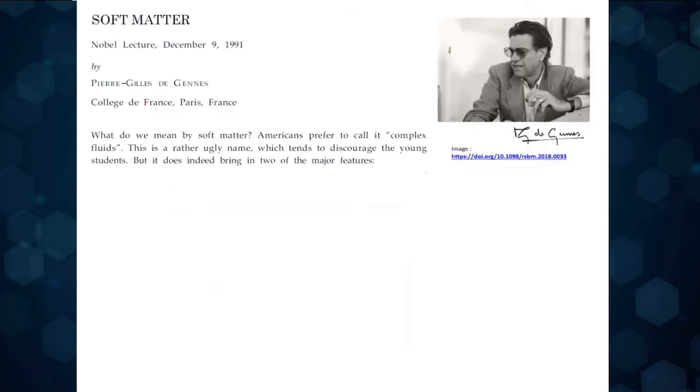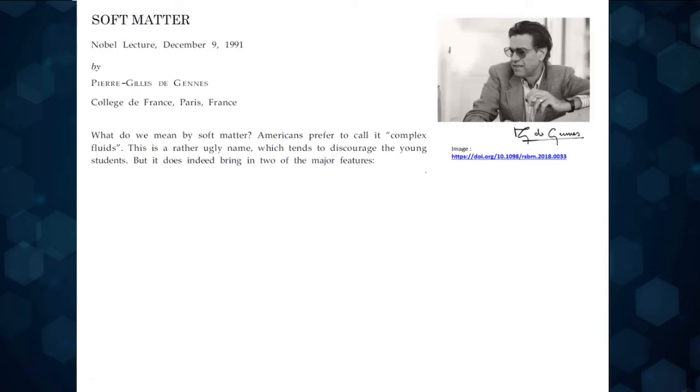So no soft matter talk is complete without mentioning the name of Pierre-Gilles de Gennes. De Gennes went on to win the Nobel Prize in 1991 for his groundbreaking contributions towards soft matter physics. In fact, in his Nobel lecture, he makes some very interesting comments, so I thought I'll just mention that. He starts his talk by asking, what do we mean by soft matter? And he makes a nice pun against the Americans, saying that they prefer to call it complex fluids. But in a way, the definition actually is right, for two reasons.